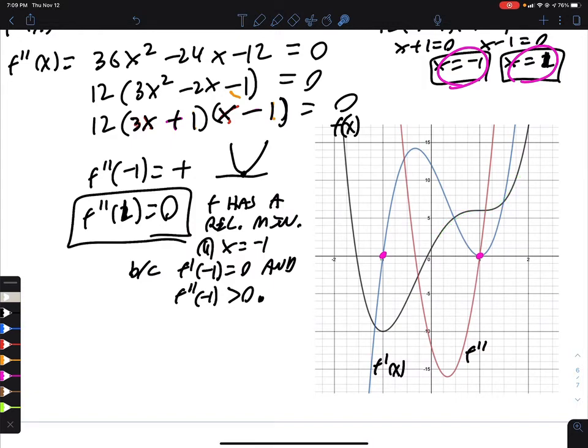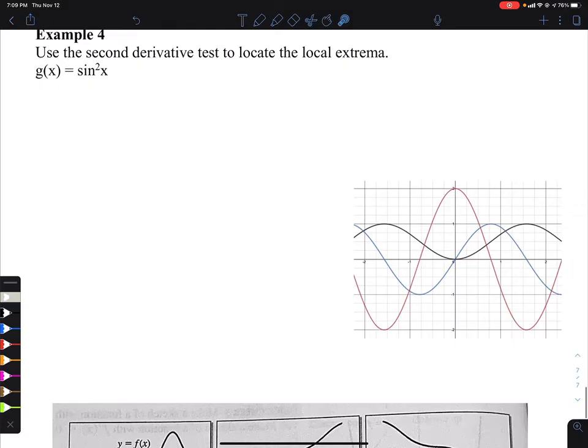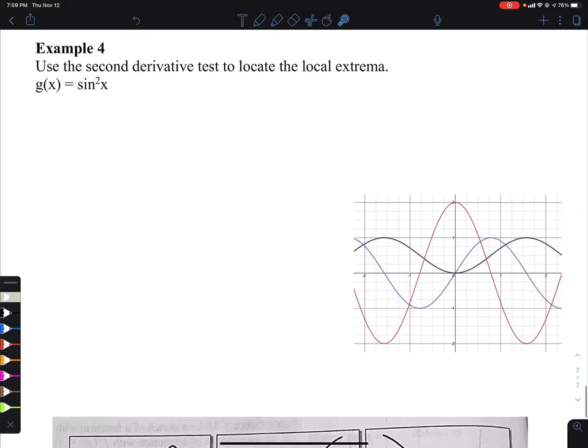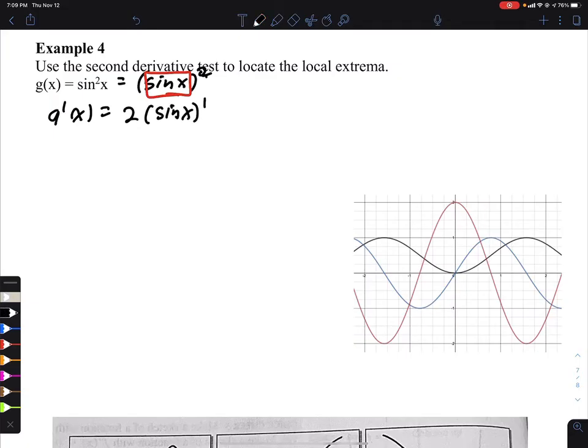So that's that problem. In summary, for example 4, I'm going to do this, but I'm getting tired and I don't want to do this. But let's do this. G prime of x, this is sine of x squared. It's box squared, so the derivative is 2 times box to the first times the derivative of the box, which is cos x. And I set that equal to 0 to find the critical points.